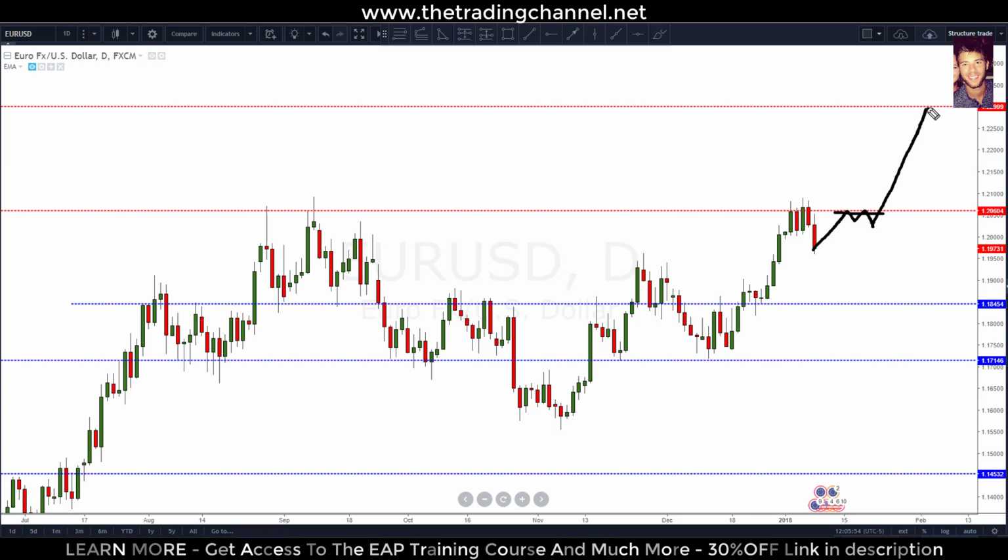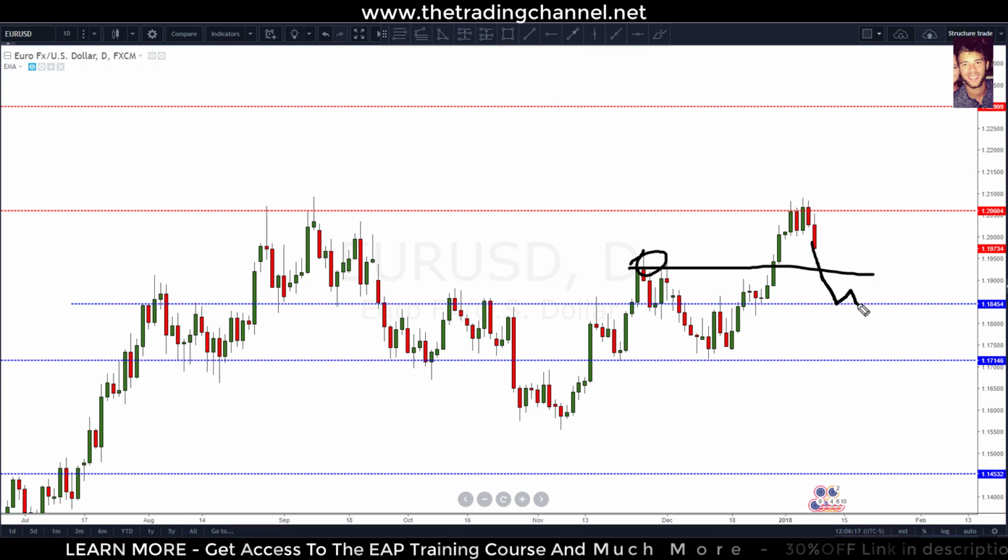If we break above that level, our next level of resistance is around 1.23 even. In that area is another level we can look for counter trend shorting opportunities, just as we did from this level here. Another scenario we could see is the market push below that level of previous resistance, coming all the way down into our next major level of support around 1.1845.